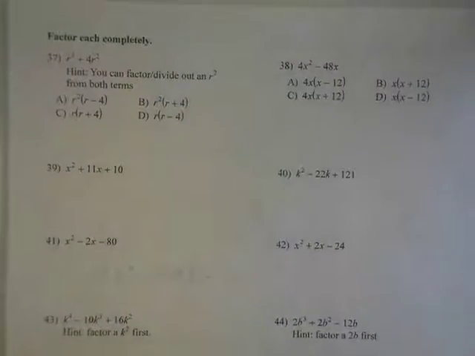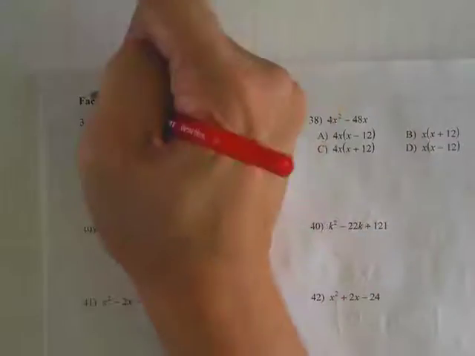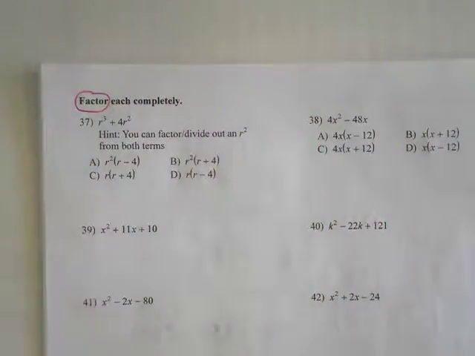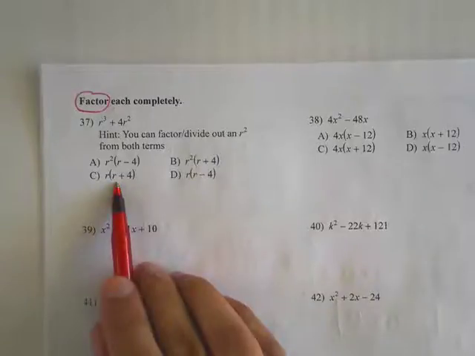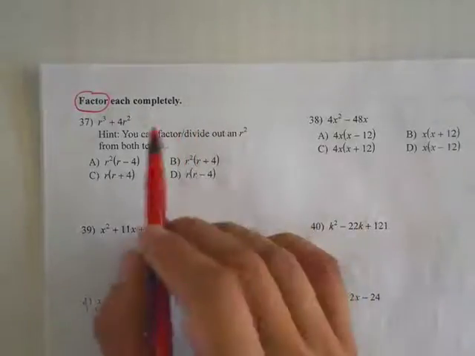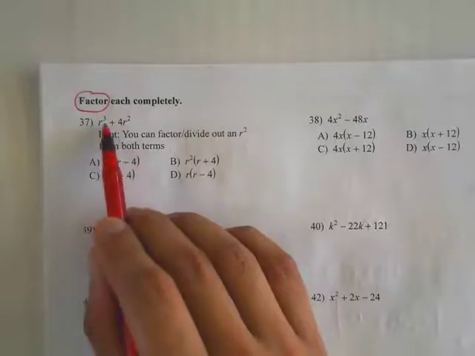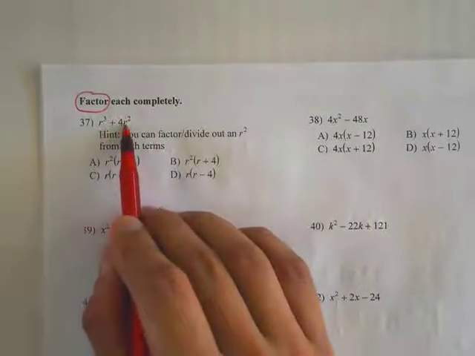We're just going to keep going. I made this review, and so I'm going to do everything together. Okay. 37. Okay, now the instructions is factor. Factor meaning you want to put it back in this form before everything was distributed, before you did the box method, before you multiplied everything out. My hint for you guys for 37 is see if you can factor or divide out, like how many r's can you divide out? You've got 3 r's over here, you've got 2 r's over here.